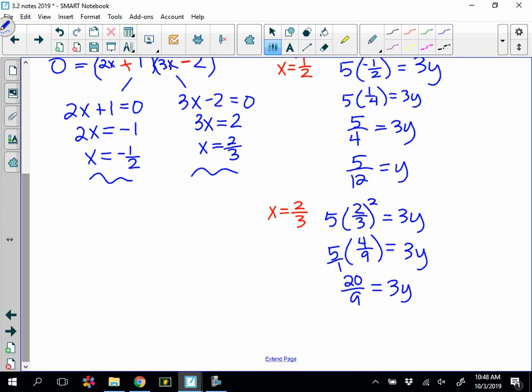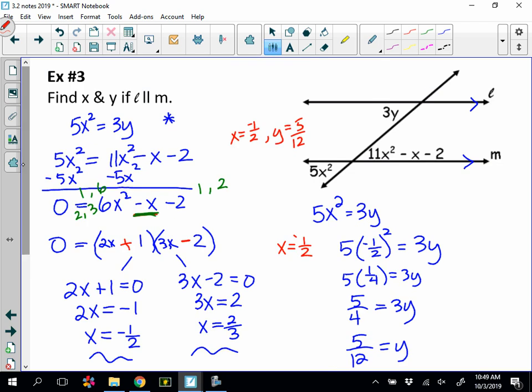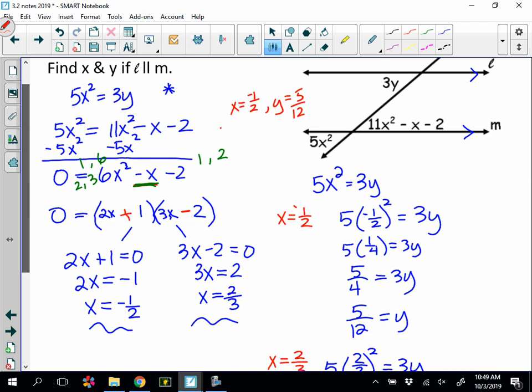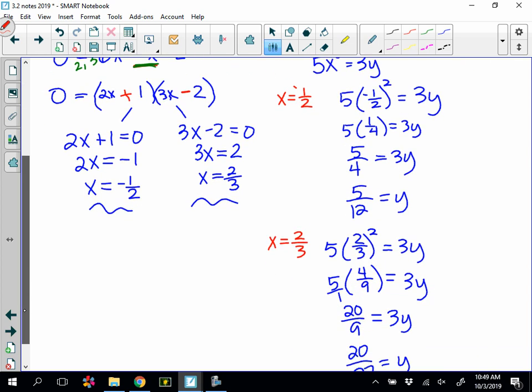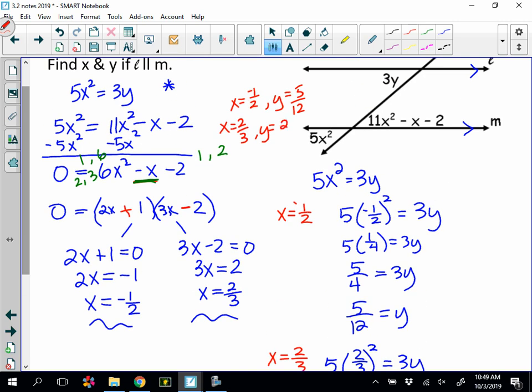You can either multiply by the reciprocal or divide by 3. If I leave it in fractional form, I get 20 divided by 27. It's not a repeating decimal, and also it's not terminating, so I need to leave it as 20/27. So my second answer: when x is equal to 2/3, y is 20/27. So all of this is my solution.